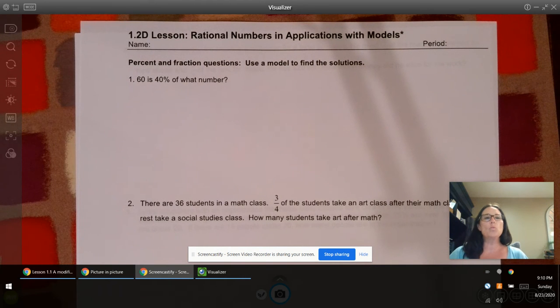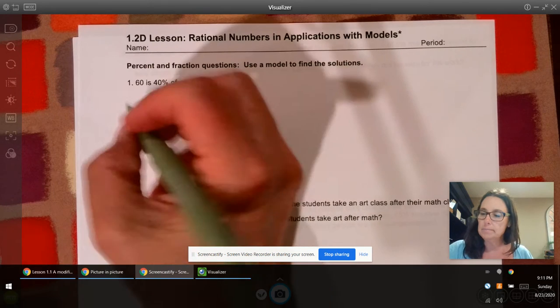Alrighty, so 1.2D lesson. We are now going to take what we just did in 1.2C and apply it to word problems. So I think you're going to see that these ramp up pretty quickly this lesson. I want you to just try number one. It's a review of what we just did. Do you have the hang of how to handle these just basic ones? Try number one, pause me, and then click me back on when you're ready to see.